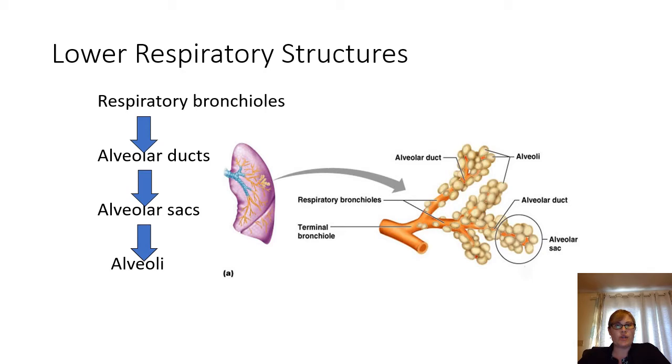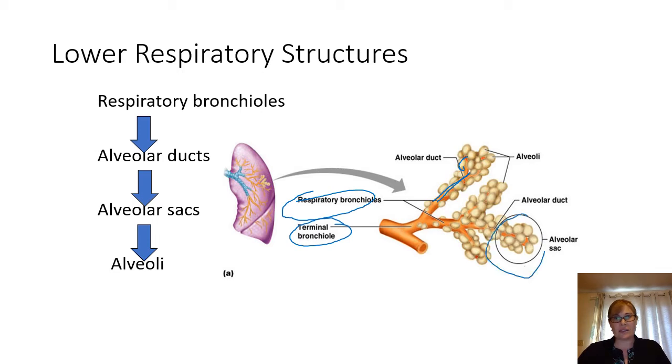Once we get past the trachea and the bronchi, we enter into smaller and smaller bronchi, secondary, tertiary bronchi. I'm sorry, after we get into tertiary bronchi, we get into bronchioles. After the terminal bronchiole, we have what we call respiratory bronchioles. And those are going to have alveolar ducts on them, as well as alveolar sacs and alveoli.